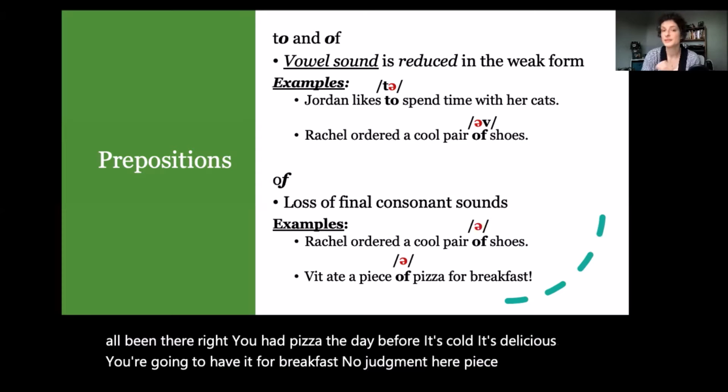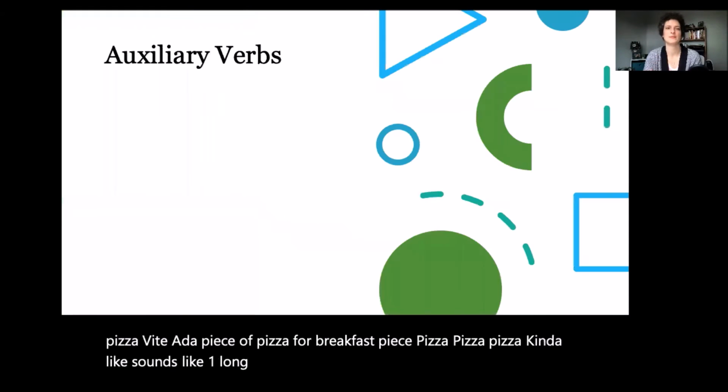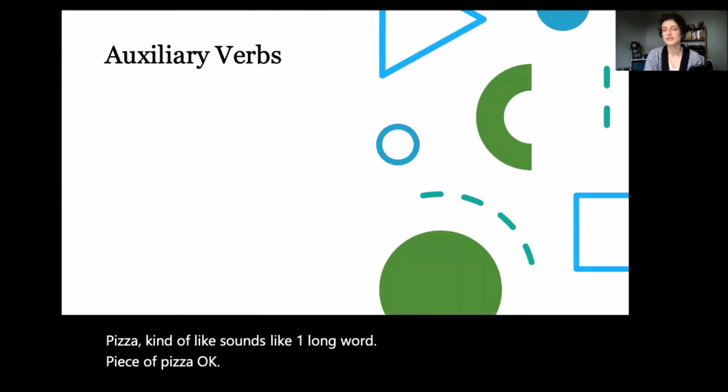Veet ate a piece of pizza for breakfast. Piece of pizza. It's kind of like, sounds like one long word. Piece of pizza. Okay, let's move on to auxiliary verbs.